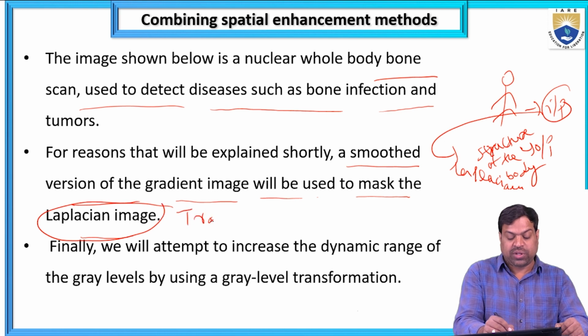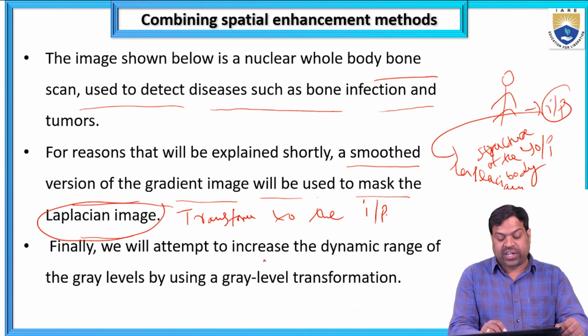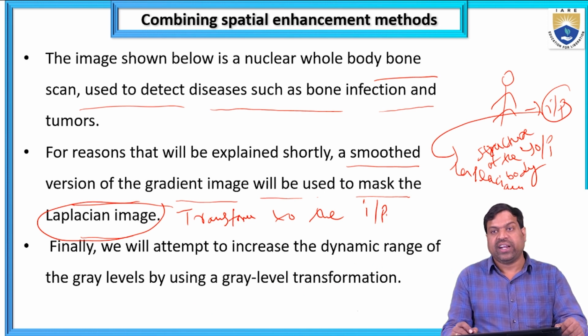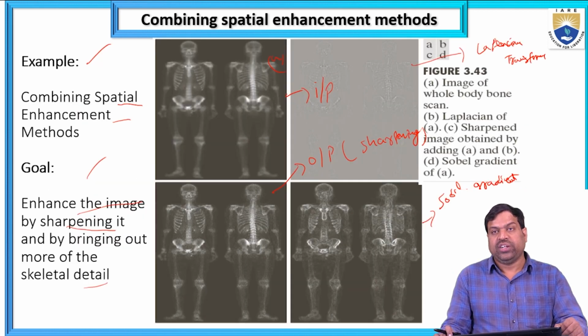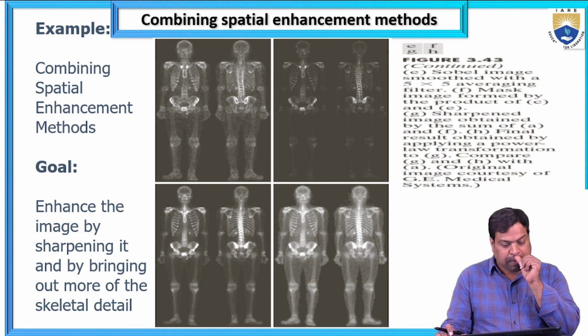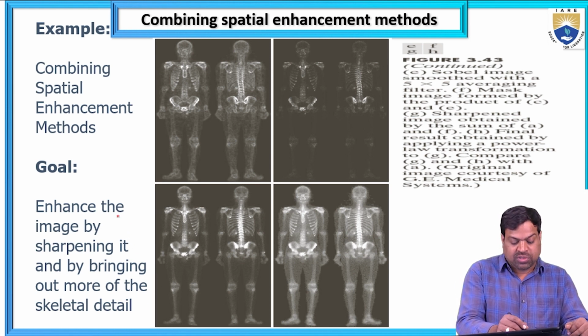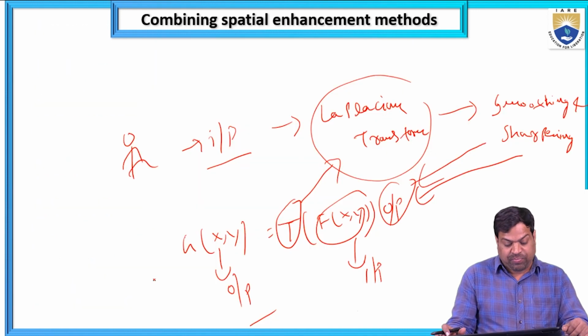The Laplacian transform I am applying is the Laplacian to the input image. Finally, we will attempt to increase the dynamic range of the gray levels by using a gray level transformation. So it is one example, another example of combining spatial enhancement methods. It also enhances the image by sharpening it and bringing out the skeletal structure.